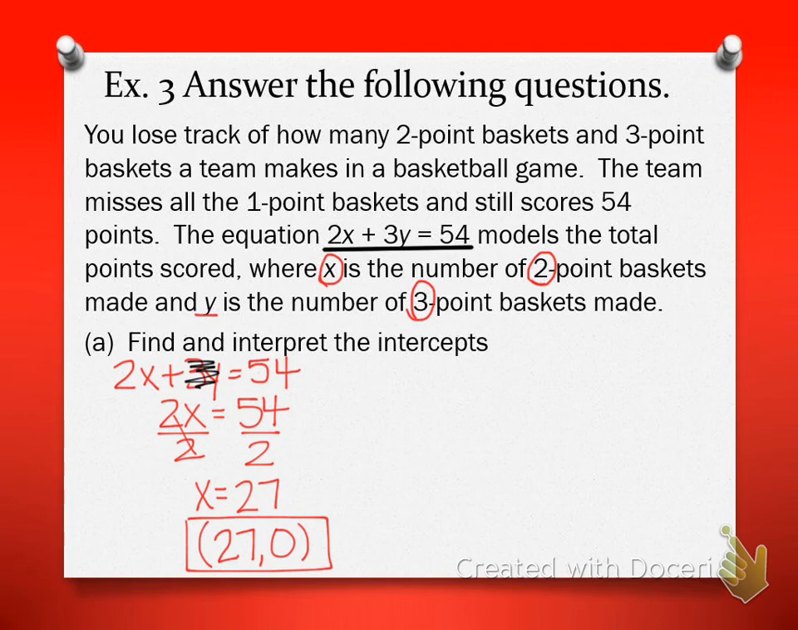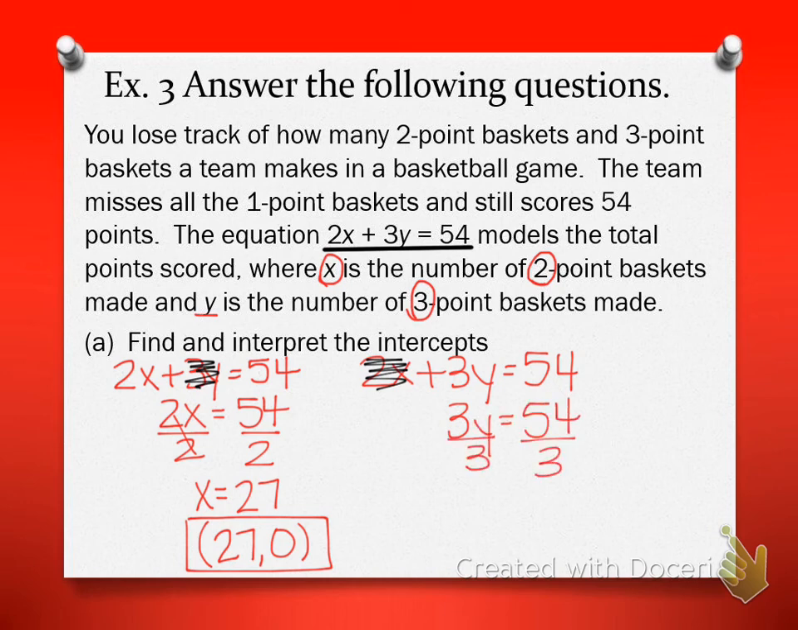Now, let's find the y-intercept. So we write the same problem down again. We have 2x plus 3y equals 54. This time we want the y-intercept, so which term are we covering up? The 2x, which leaves us with 3y equals 54. And how do we solve 3y equals 54? We divide by 3. Very good. So y equals 18. Very good. Now, as the ordered pair, it would be written 0, 18.